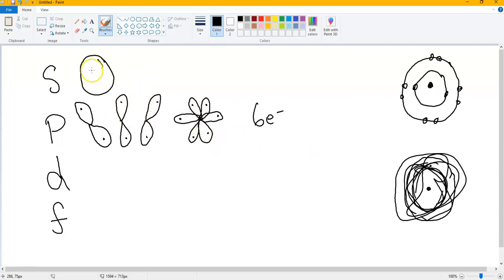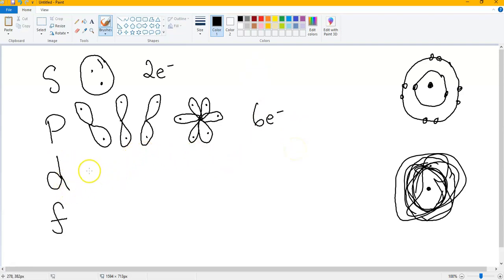Whereas an s orbital can only hold 2 electrons, okay? And it looks like a sphere. These are the ones that you'll need to be able to draw. They're pretty simple to draw. D and F get a little more complicated, but you'll only have to draw s and p.